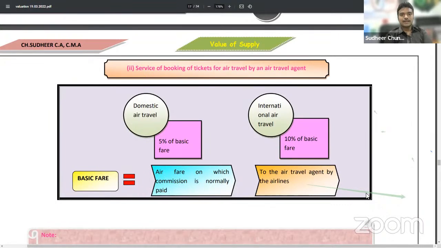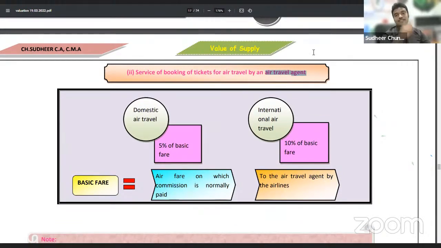Now coming to the next one. In case of air travel agents, sir, we are in which rule? Rule number 32. In rule number 32, I have set 5 internal points for you. In all these 5 internal points, we find out the value of the supply. First internal point got completed, foreign currency dealers. Now second point, air travel agents, sir.